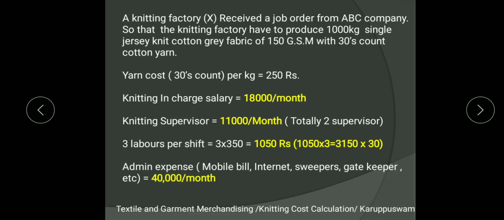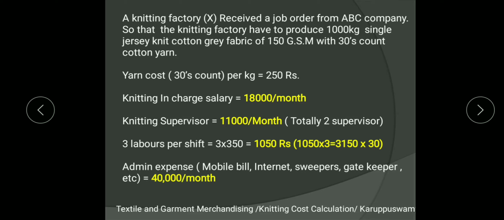Just assume that you started a knitting factory. Put yourself in the position of an entrepreneur. You received a job order from ABC company, around 1000 kg. You have to produce single jersey knit cotton grey fabric of 150 GSM with 30 count cotton yarn. This is the fabric specification that you need to produce.